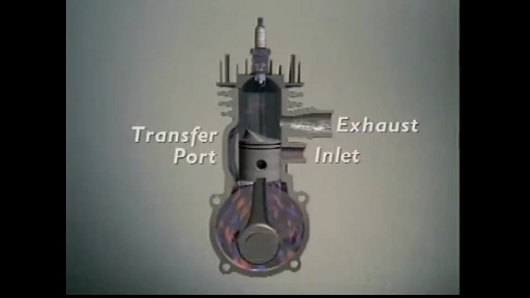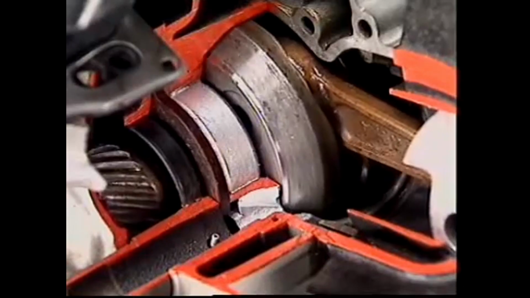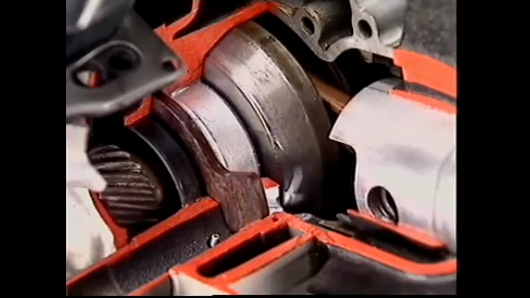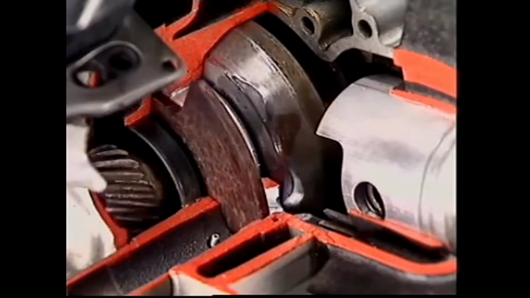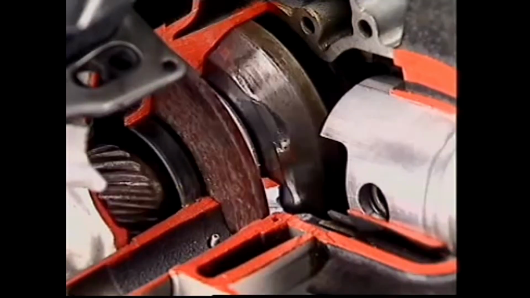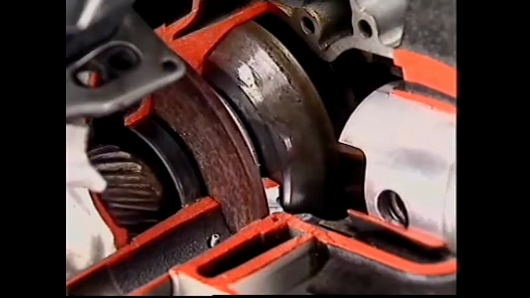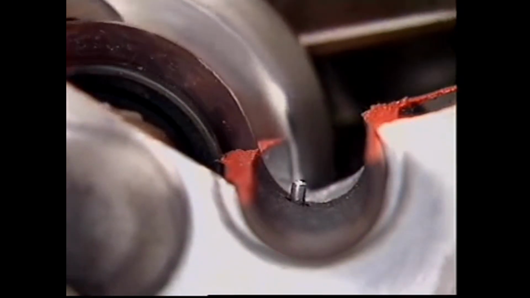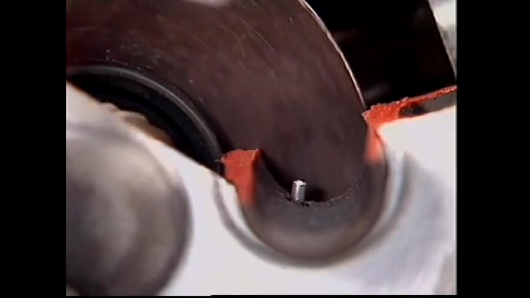The crankcase has a hole open to the crankcase chamber and a rotary valve cover attached to the carburetor. The rotary valve is mounted on the crankshaft between the crankcase and the valve cover. As the crankshaft turns, the rotary valve rotates with it, opening and closing the inlet port as it does so.